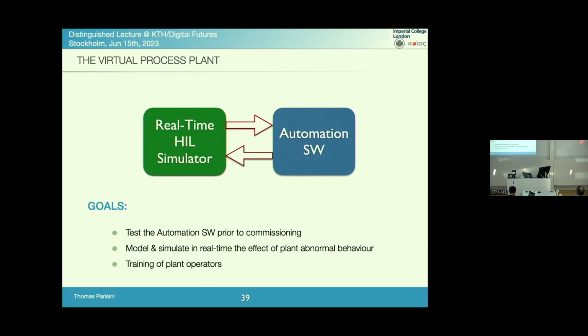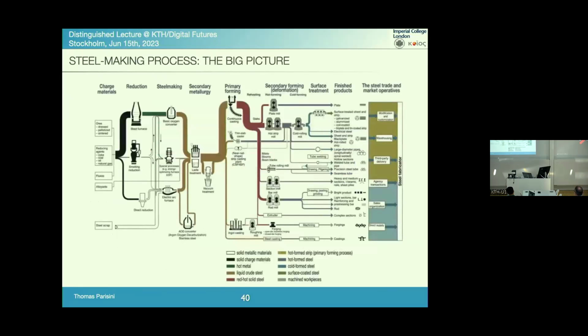But not only that. The third bullet point is even more important. Expert plant operators are less and less available nowadays. But if you have this kind of tool, you can even use it to train the operators, like a computer game, in a way, but you can use it for that. Okay, let me skip that.